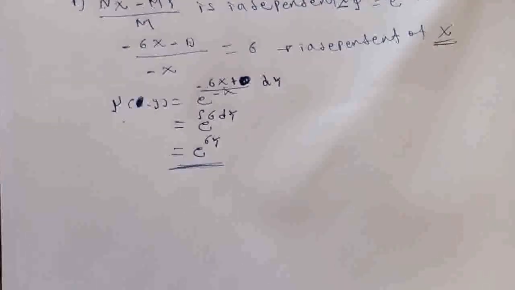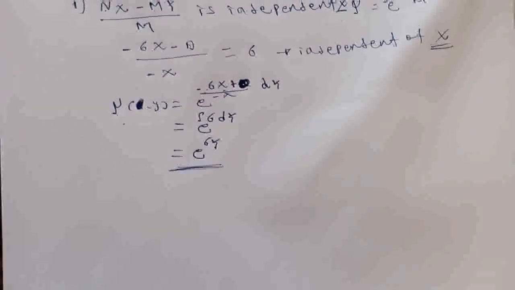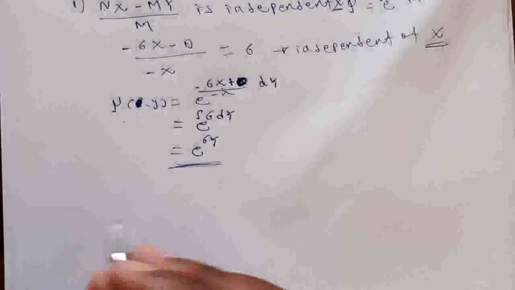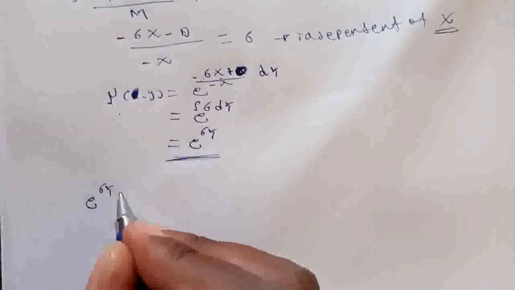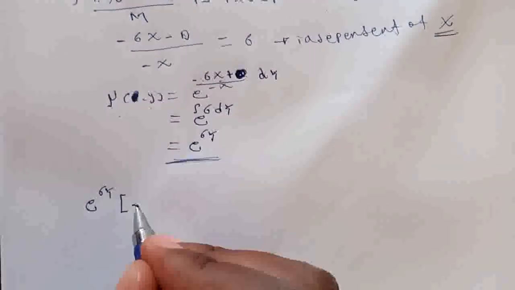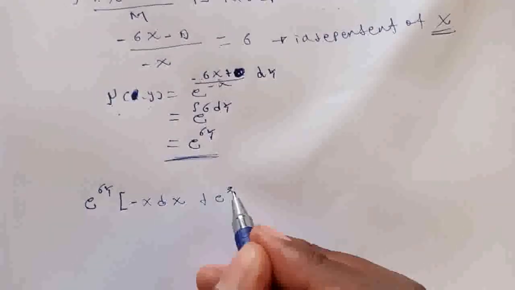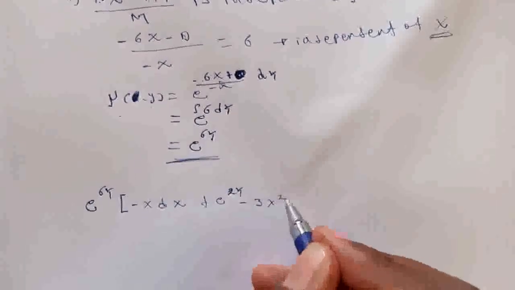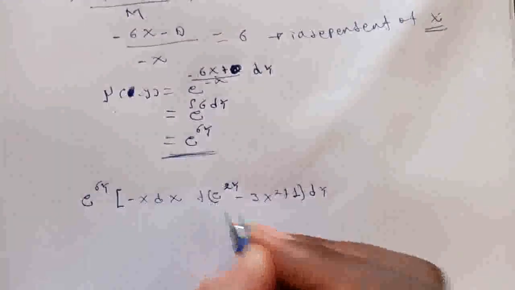So now let's multiply both sides by this one, and after that, check its exactness, and then we'll proceed to the next concepts. So now let's multiply e to the power of 6y times minus x dx plus e to the power of 2y minus 3x squared plus 1 dy. Now let us put this one in the plus.